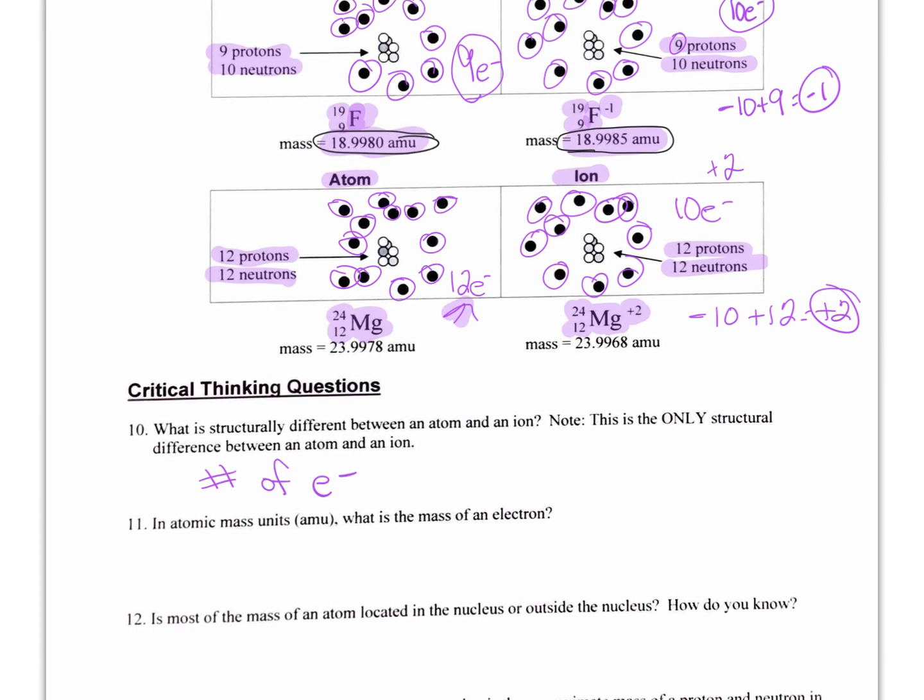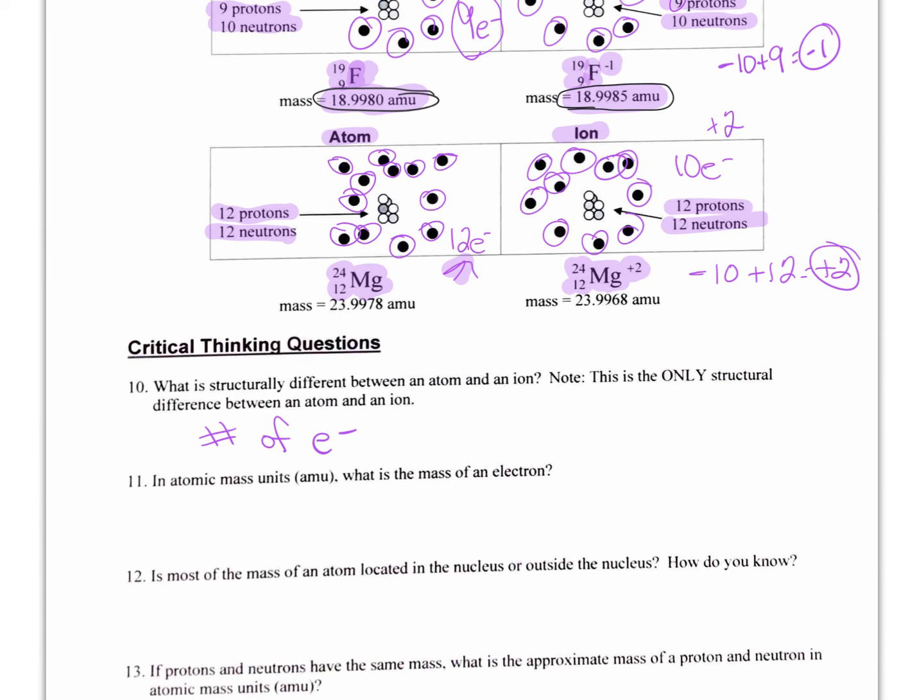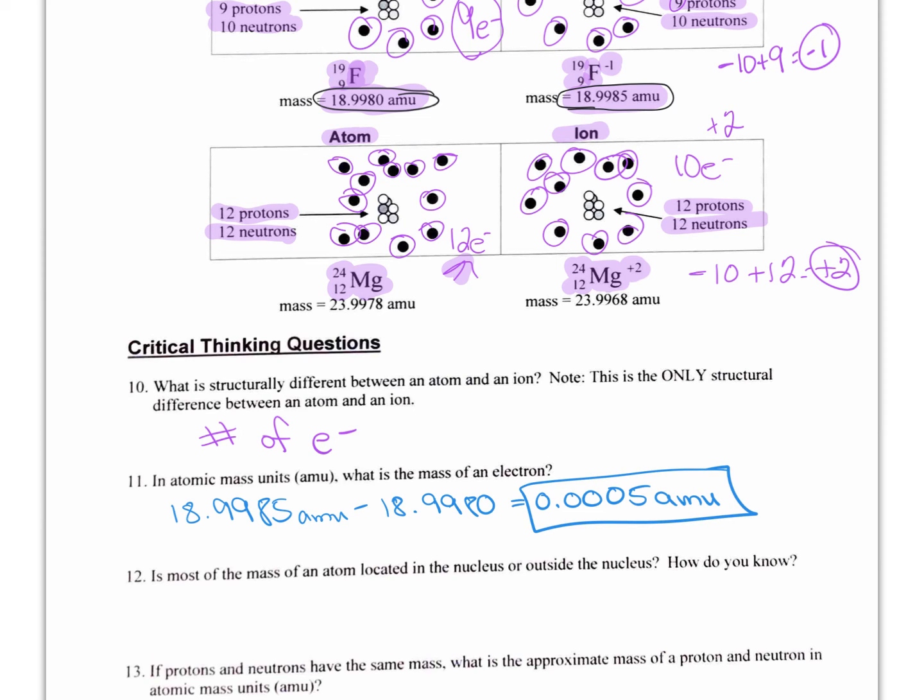Okay? So what I'm going to do is take the second mass, 18.9985 AMUs, and subtract 18.9980, and you'll get 0.0005 AMU. So that is the mass of an electron in AMUs. All right, easy enough.